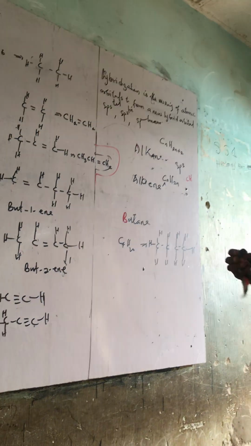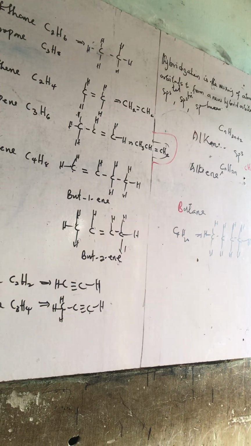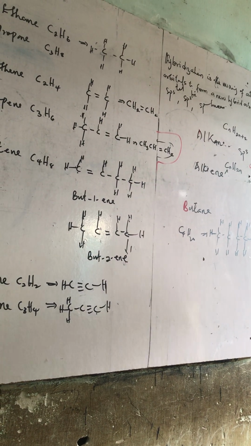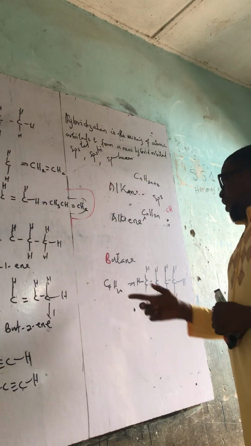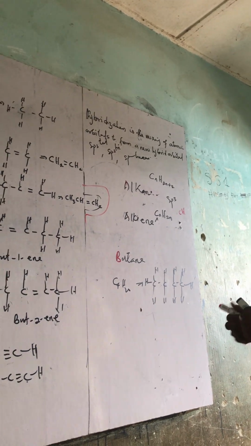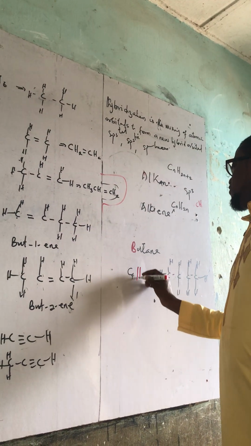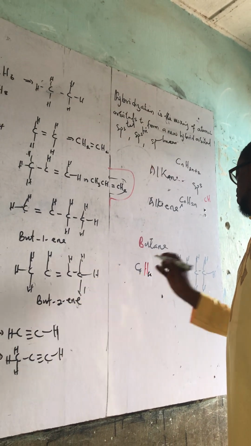Now, isomerism, we said, is the occurrence of two or more compounds having the same formula, but they have different structure. I am taking butane, which is a member of alkane, as a good example. So butane is C4H10. Okay? So let's go now.